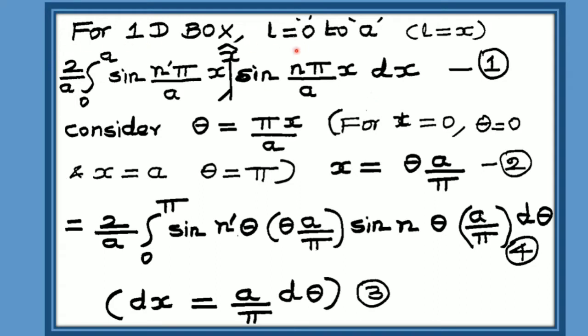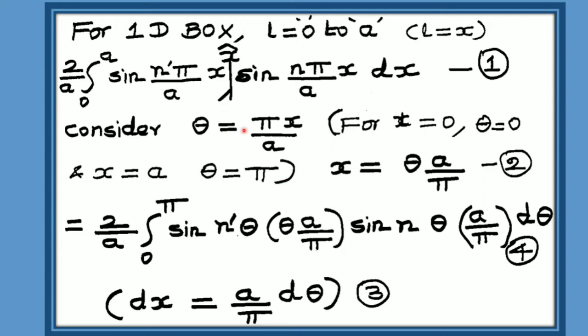This is called the transition moment integral. If the transition moment integral is not equal to 0, then only the transition is permitted or allowed. So let us evaluate this integral. Consider theta equal to pi x by A. For x equal to 0, theta equals 0. Let us find the limit in terms of theta. When you put x equal to A, the A cancels, therefore theta equals pi.